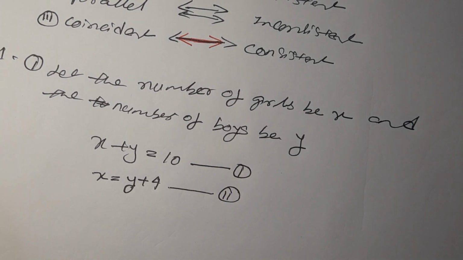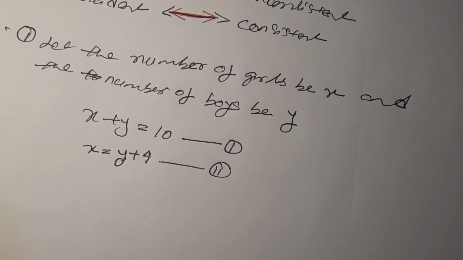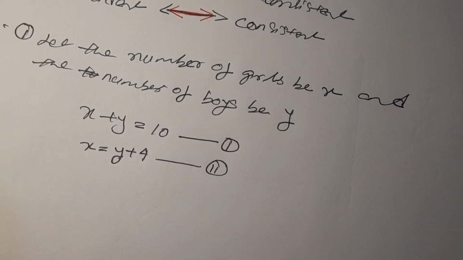First, let's deal with equation number 1. So here we have to go by the trial method. You have to find the values of x and y by your own convenience. You can take any number, but while plotting the graph, everyone will get the same result.